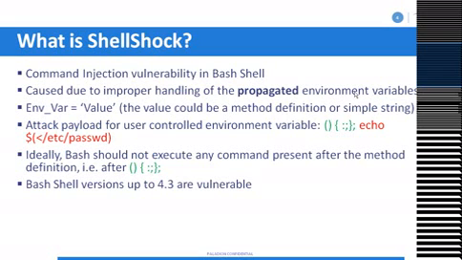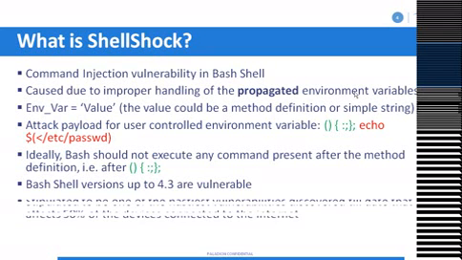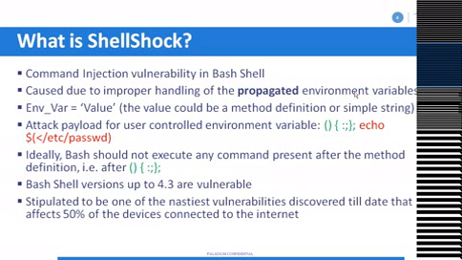Bash shell versions up to 4.3 are vulnerable. This ShellShock vulnerability is stipulated to be one of the nastiest vulnerabilities discovered to date. It is expected to affect more than 50% of the devices that are connected to the internet. These devices could be the server platforms, the network platforms, or even the handheld devices.